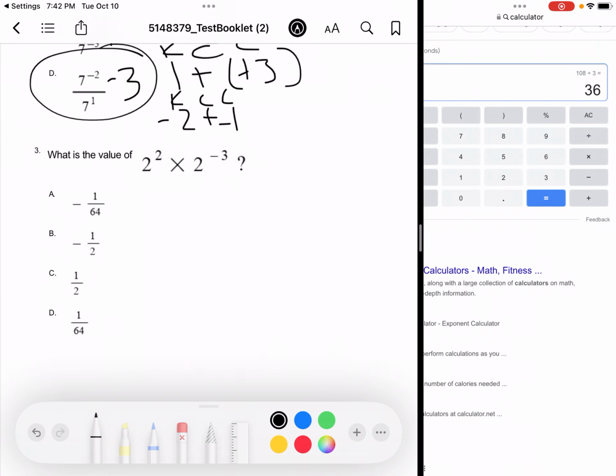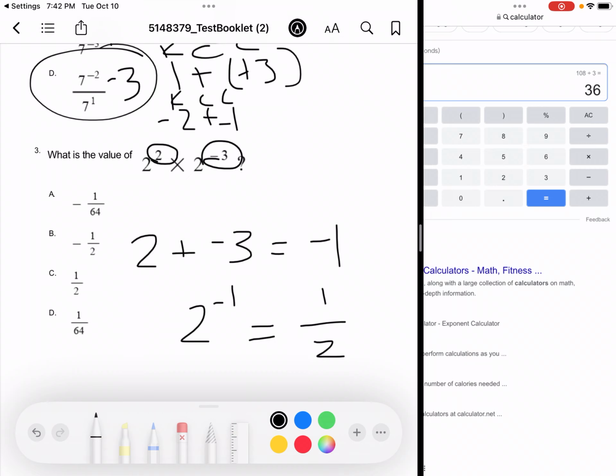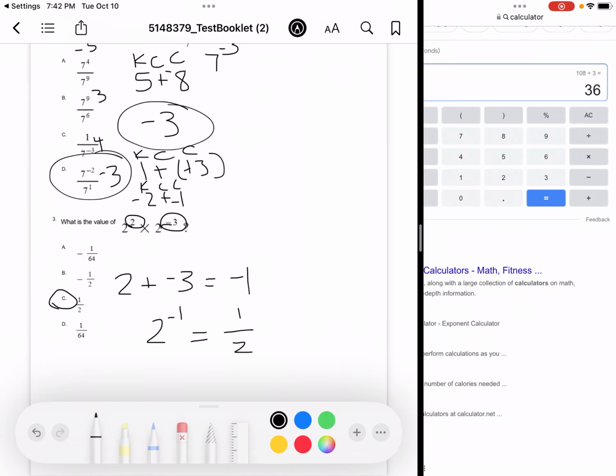Question number 3, this is the product property. So I'm going to add these two exponents. 2 plus negative 3 equals negative 1. Okay, so if I have negative 1, that's the same as 1/2. Because remember, when you have a negative exponent, you move the number into the denominator. So that should have been C.